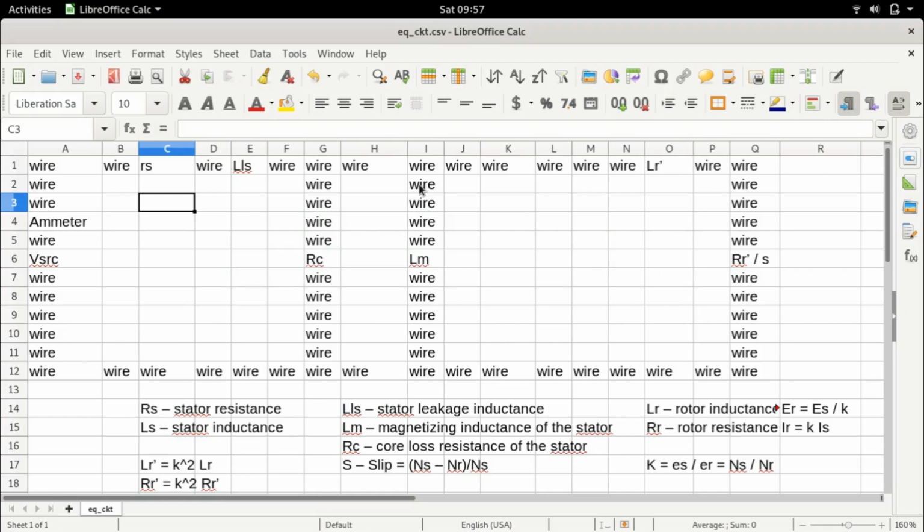We had also said that due to the process of induction, there will be a rotor inductance which will be coupled to the stator inductance, and this rotor inductance will feed this rotor resistance, inductance and resistance. Now we had also said that because of the nature of the motor, because it's a rotating motor, the rotor will have a frequency which is different from that of the AC supply.